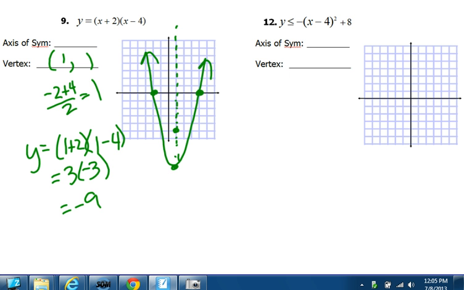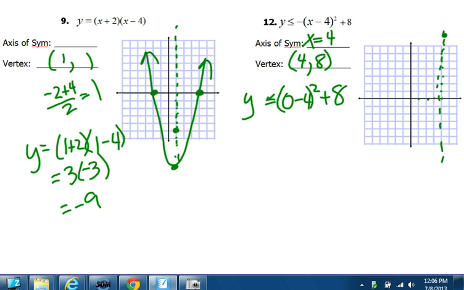I know I'm doing this kind of quick. Here, I know I'm going to have an upside down graph. When I look at it, I can see my vertex is at (4, 8). My axis of symmetry is at 4. 1, 2, 3, 4. 1, 2, 3, 4, 5, 6, 7, 8. Axis of symmetry would be here. I'm going to see how it curves down by seeing what happens when we have a 0 for x. -4 squared is 16. 16 plus 8 is 24. So wow, way up at 24.